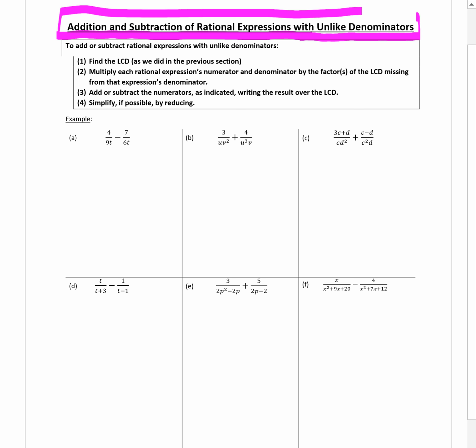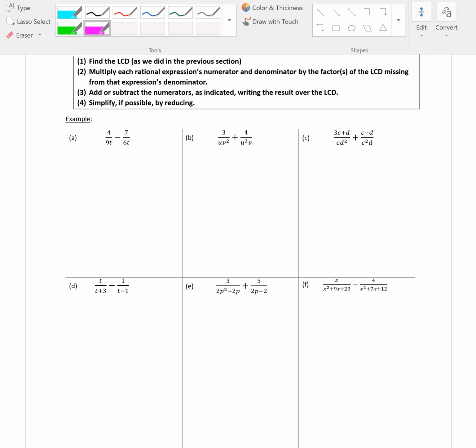Hello! We finally get to talk about adding and subtracting rational expressions with unlike denominators. In the last section, we've been kind of preparing for this. We figured out how to find the least common denominator if you have two rational expressions you're trying to add or subtract. Just kind of practice finding what it is, but in this section we'll actually put that into practice. How do you use the least common denominator that you found to actually add these rational expressions? So I have an outline here of how to do that.